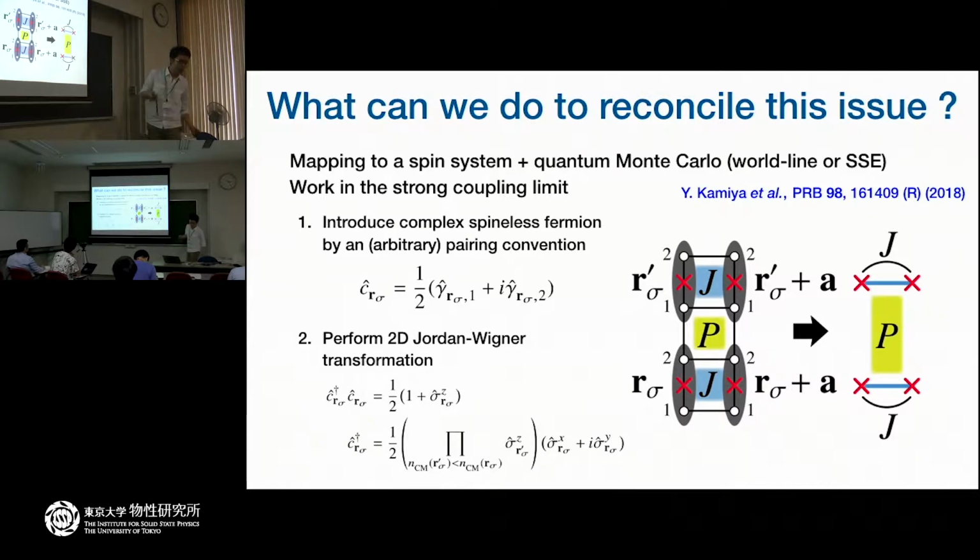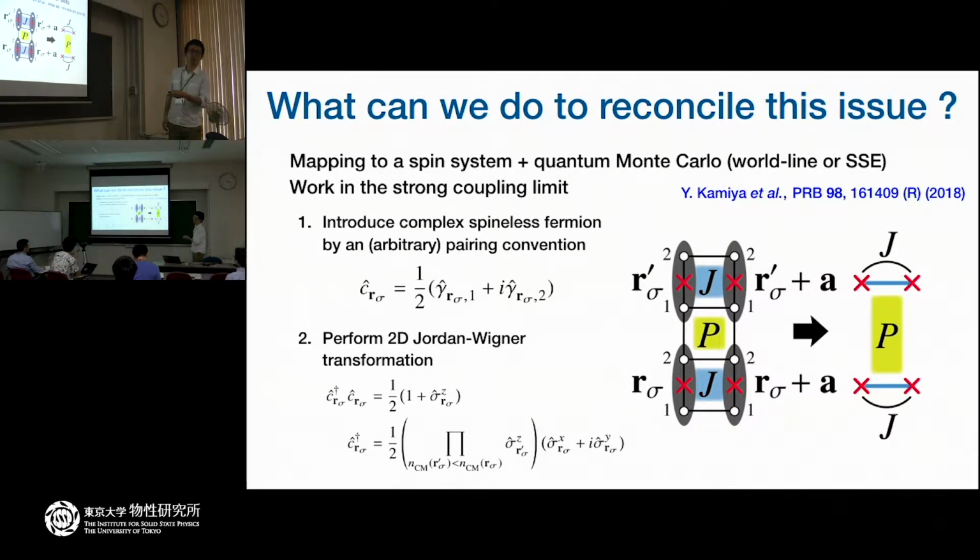Okay, what we can do is realize that we can map the system into a spin model, for which we can apparently use conventional quantum Monte Carlo techniques to study sufficiently large systems. This is how it works. Basically, we introduce a convention for pairing. This has nothing to do with dimerization. It's just a convention for pairing Majorana fermions into complex fermions.